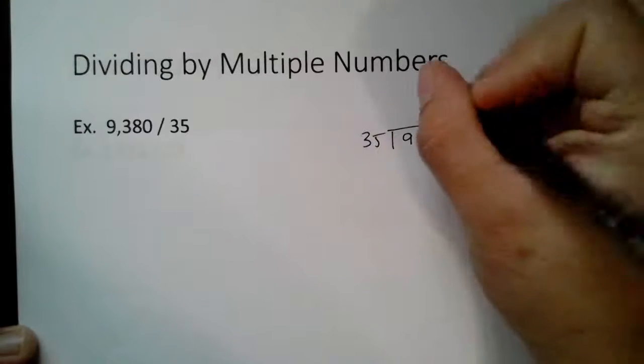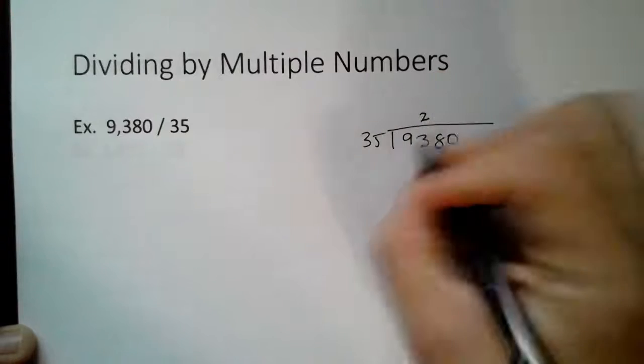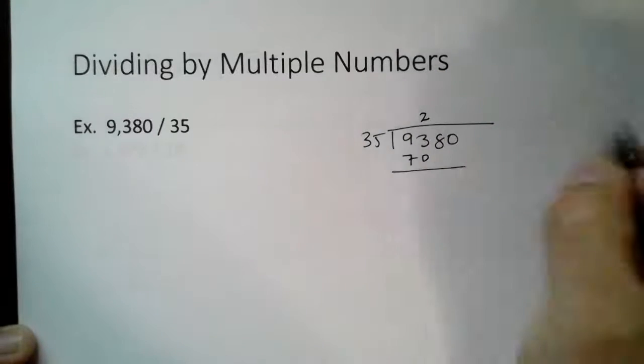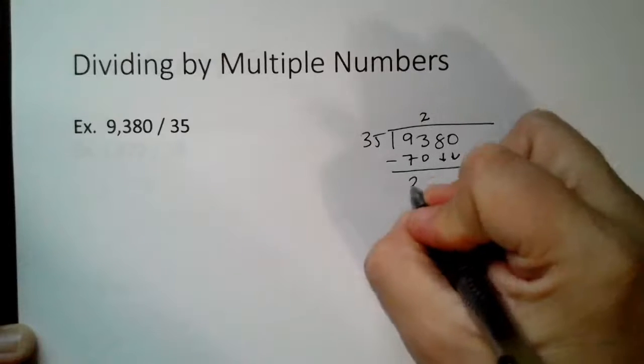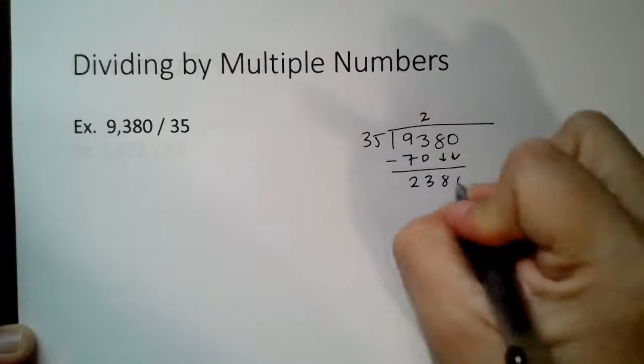Okay, so 35 goes into 93 twice, at least, right? So that's 70. Subtracting, that becomes 238, 0.